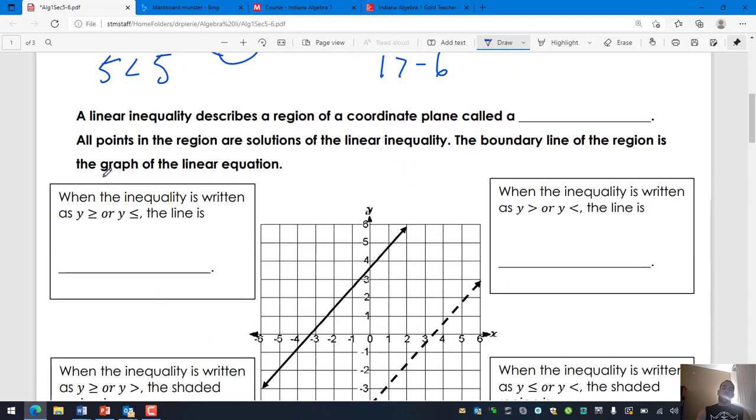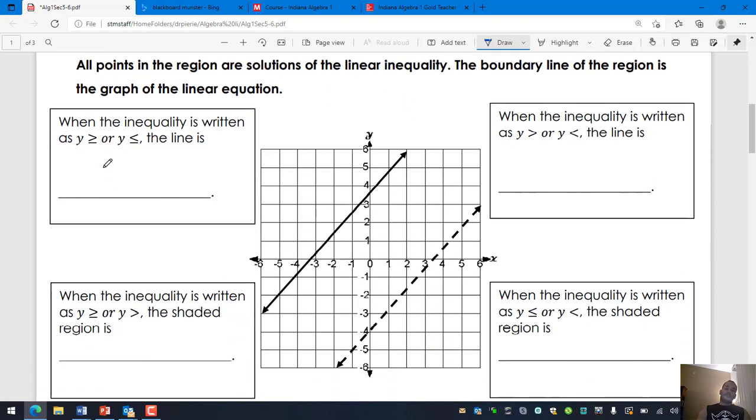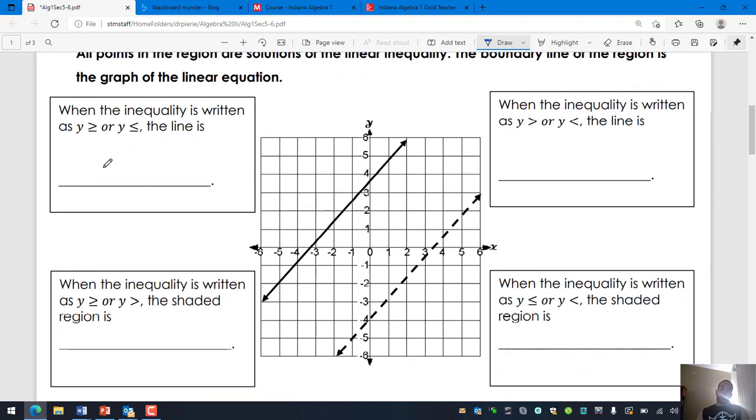Okay, we're going to keep moving on. We're going to skip that blank for now. We're going to talk now about graphing linear inequalities. They're kind of like graphing linear equations, but there are just a few extra pieces we have to account for. There are different types of lines, and there's also shading that we have to account for.